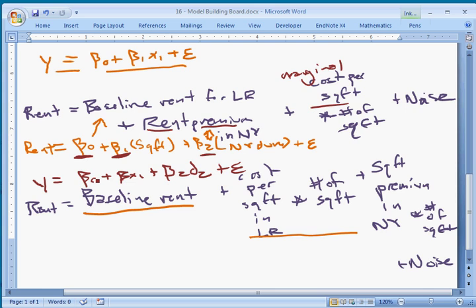And this model, y equals beta 0 plus beta 1 x1 plus beta 2 d2 plus epsilon, can capture all of those relationships. Then you plug in the data and use the same estimation procedure to get that.